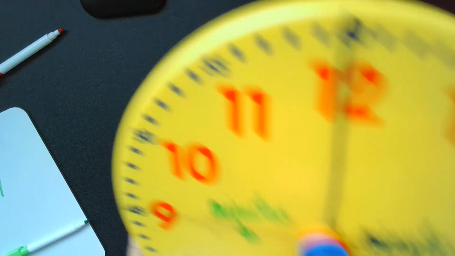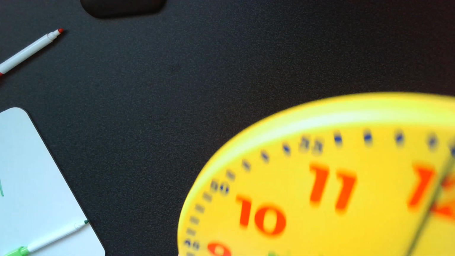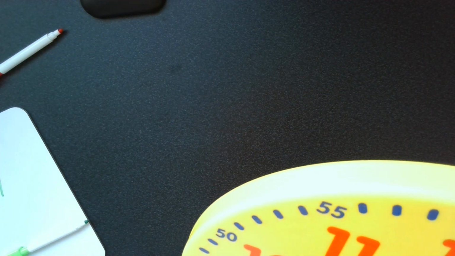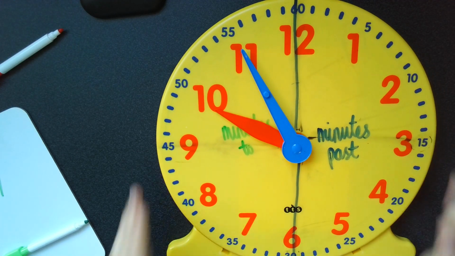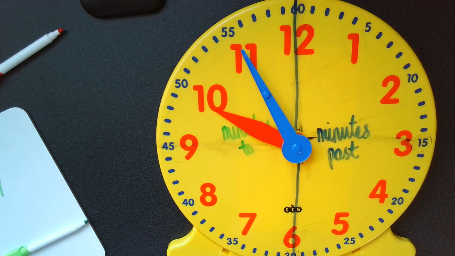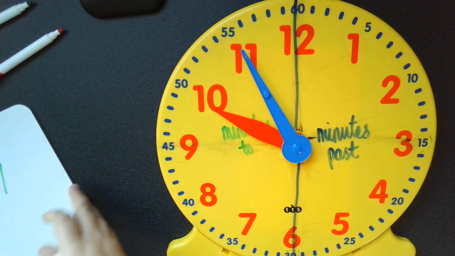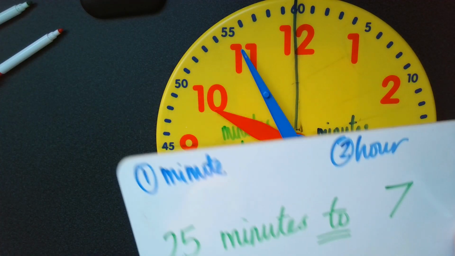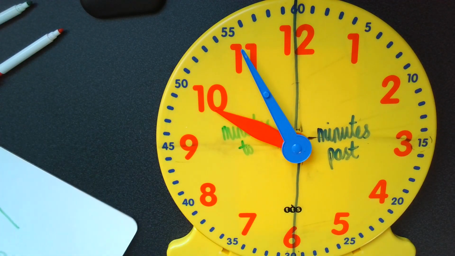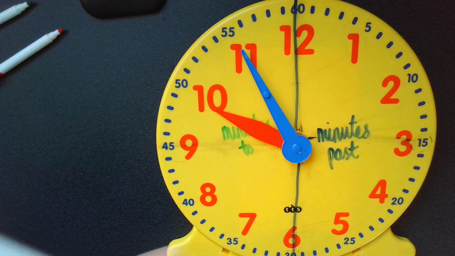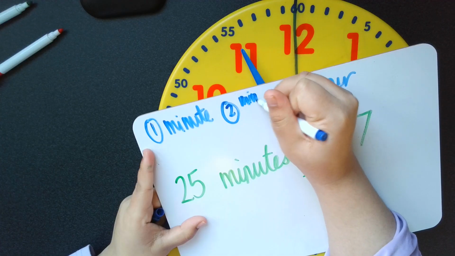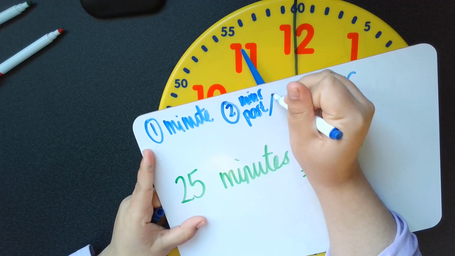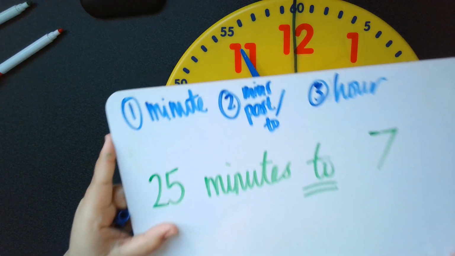Let's do another one. Let's really change it up. Let's go with this one. Okay, remember looking at our minute hand, then looking at our hour hand. The only thing is now, we just need to add in an extra step. We're going to add in a step 2. And that's where we need to decide whether we're talking about minutes past or minutes to.